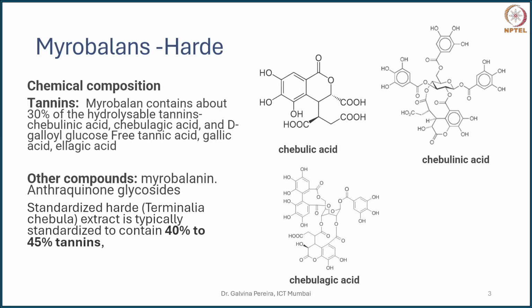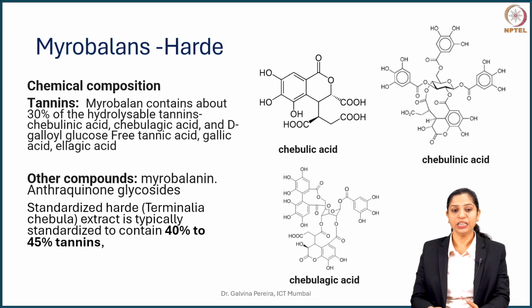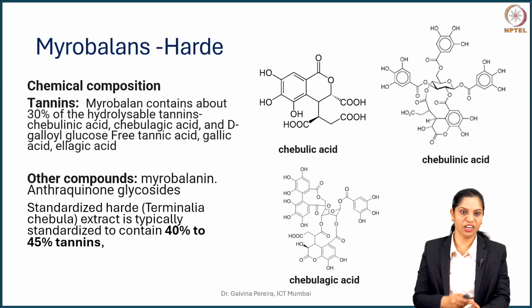So if you go to see in terms of chemical composition, it is a tannin rich drug containing about 30% of its weight by hydrolyzable tannins, which include your gallitannins as well as ellagitannins. So gallitannins are the ones which are derivatives of gallic acid. Ellagitannins are the derivatives of what is called as hexahydroxydiphenic acid derivatives. So you have your chebulagic, chebulinic, galloyl glucose, free tannic acid as well as free gallic and ellagic acids. So what are these tannic acids?